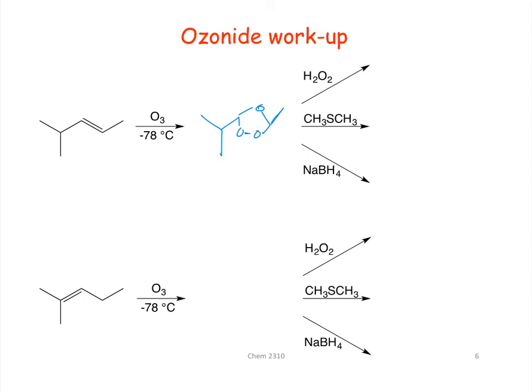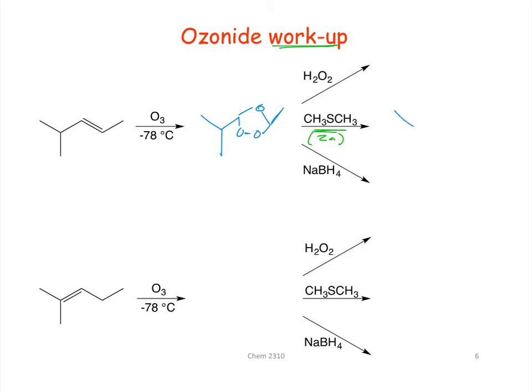All right, so we have three different ways to run this reaction, or three different workups that we can do. The first one that I'm going to show you is to use this one here, dimethyl sulfide. You can also do this with zinc metal. Okay, when we do that, we get just what I was suggesting before.